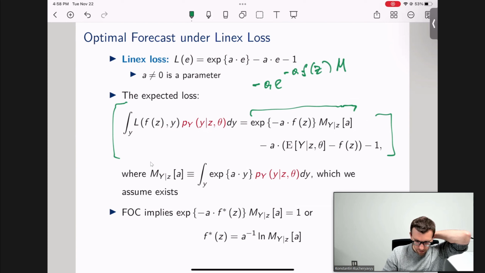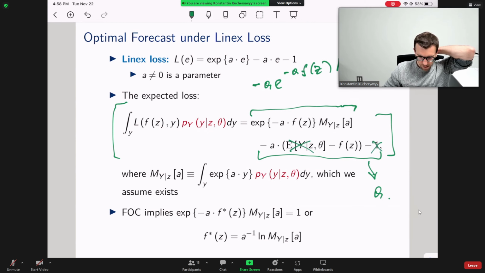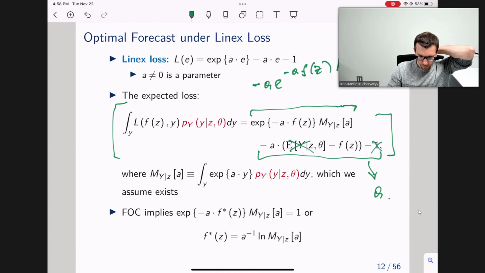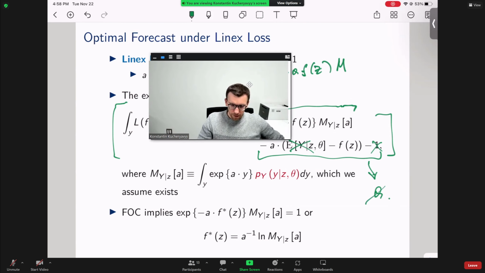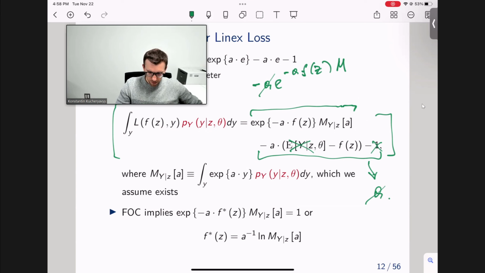and differentiating this with respect to f(z) would give us a, because this doesn't depend on f and this doesn't depend on f. Then, if we equate it to 0, a would cancel out, and we get this equation as an optimality condition.